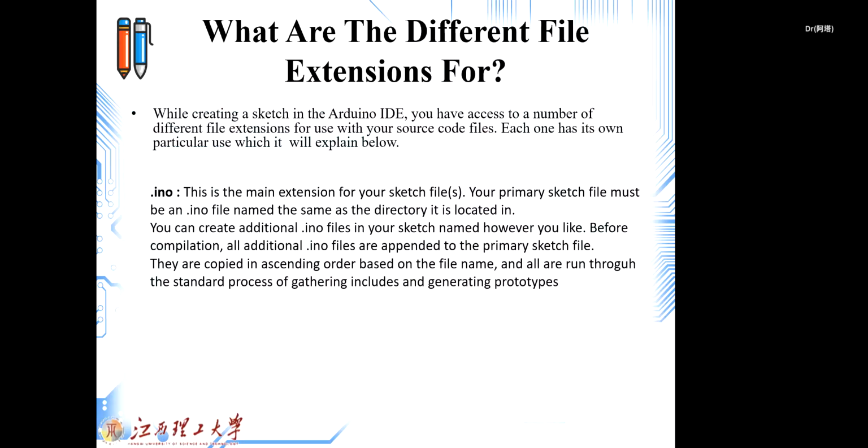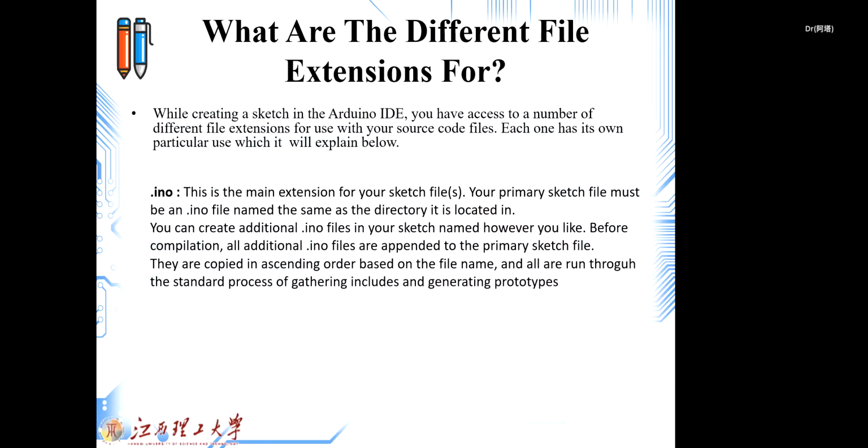But when you make the Arduino program, you may have some extensions that are not bad to know and review. Which extension files will be created by the IDE for you? First one is .ino, which is the main extension of your script, and your primary sketch file must be an .ino file, named the same as the directory that it is located in. You can create additional .ino files in your sketch, named however you like.